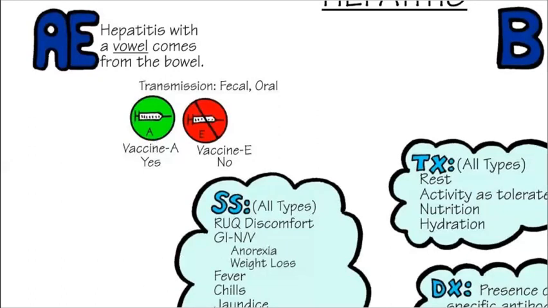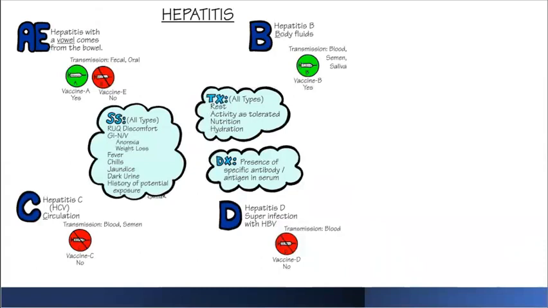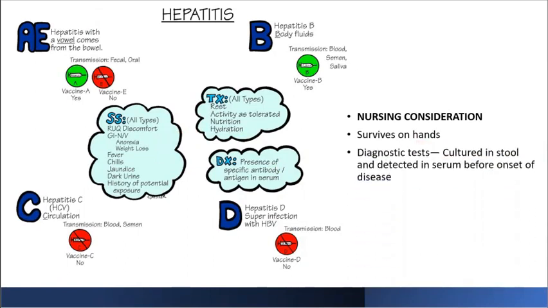So again, as part of our nursing consideration, we want to improve sanitation in these clients. We want to improve sanitation because we said food handlers can be contaminated. So you want to remember that it survives on hands. As part of our diagnostic tests, we want to culture the stool and also look at the serum before onset of the disease.